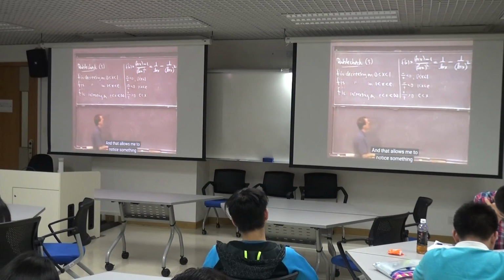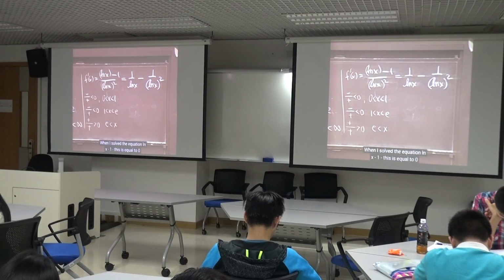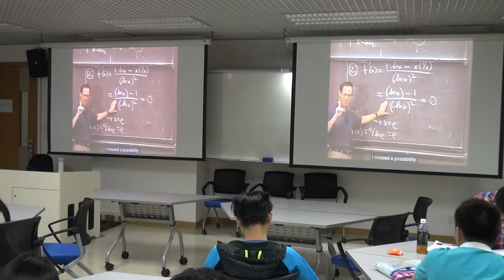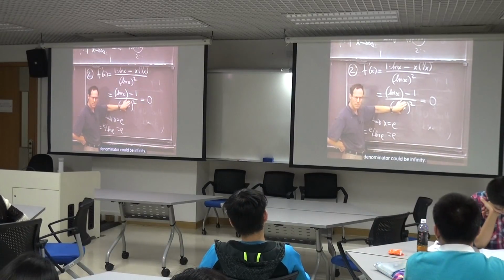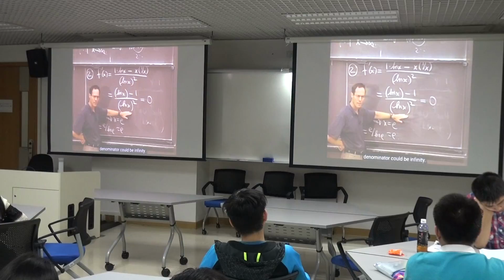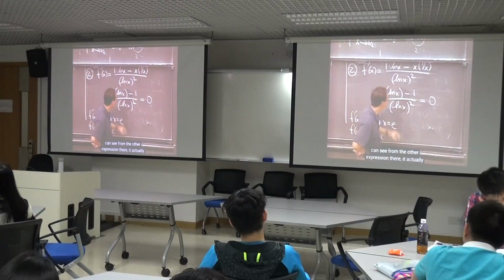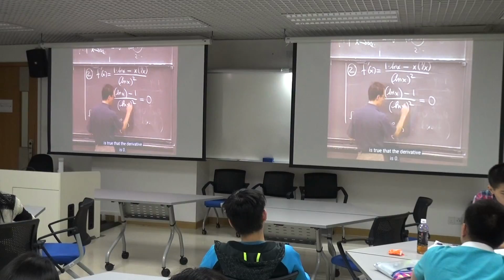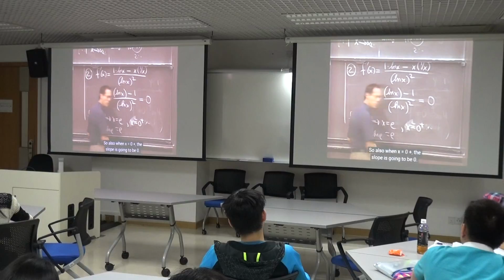And it allows me to notice something that I missed before. When I solved the equation log x minus 1 equal to 0, this equation here, I missed a possibility. I missed the possibility that the denominator could be infinity. So actually, if the denominator is infinity, as you can see from the other expression there, it actually is true that the derivative is 0. So also when x is equal to 0 plus, the slope is going to be 0.